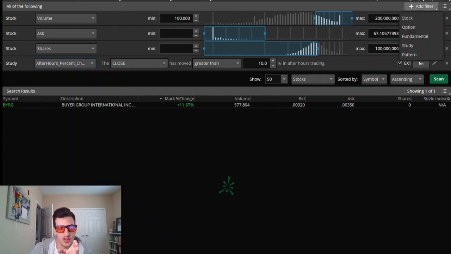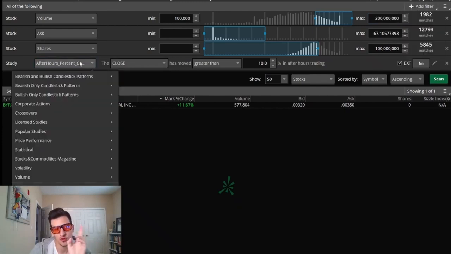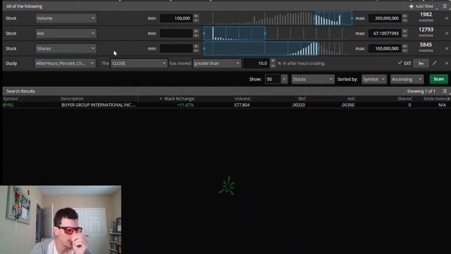You go to add filter, study, and you want to click after hours percent change. I know it says after hours, but it doesn't mean after 4 p.m., even though it is technically after hours. It also means pre-market as well, so between 4 a.m. and 9:30 a.m. Eastern time, and after 4 p.m., you'll be able to scan as well. So that's why we have that specifically for the pre-market scanner.